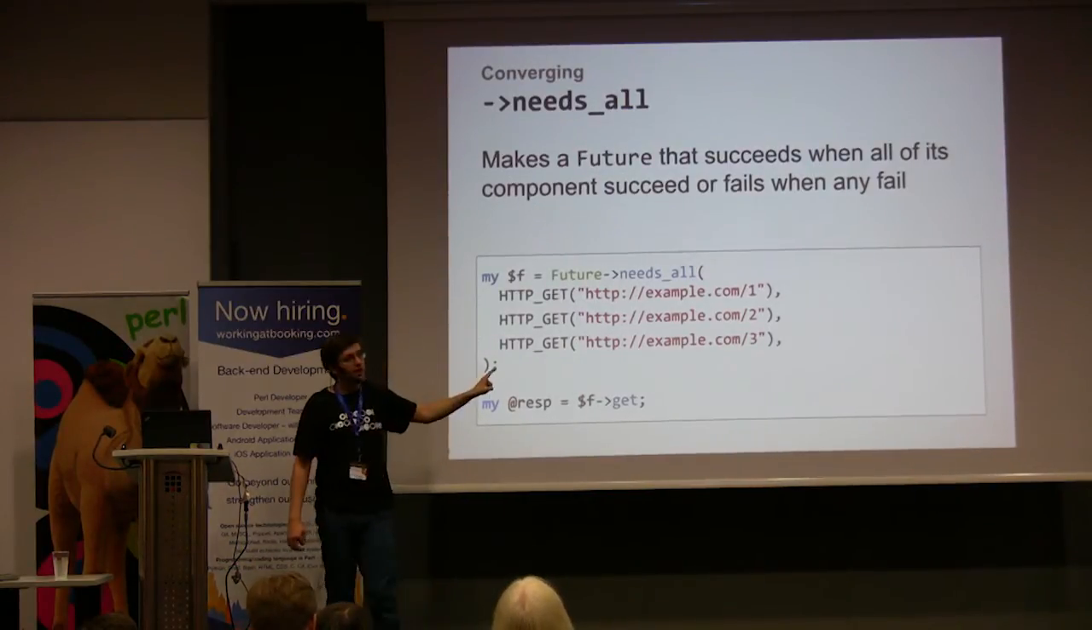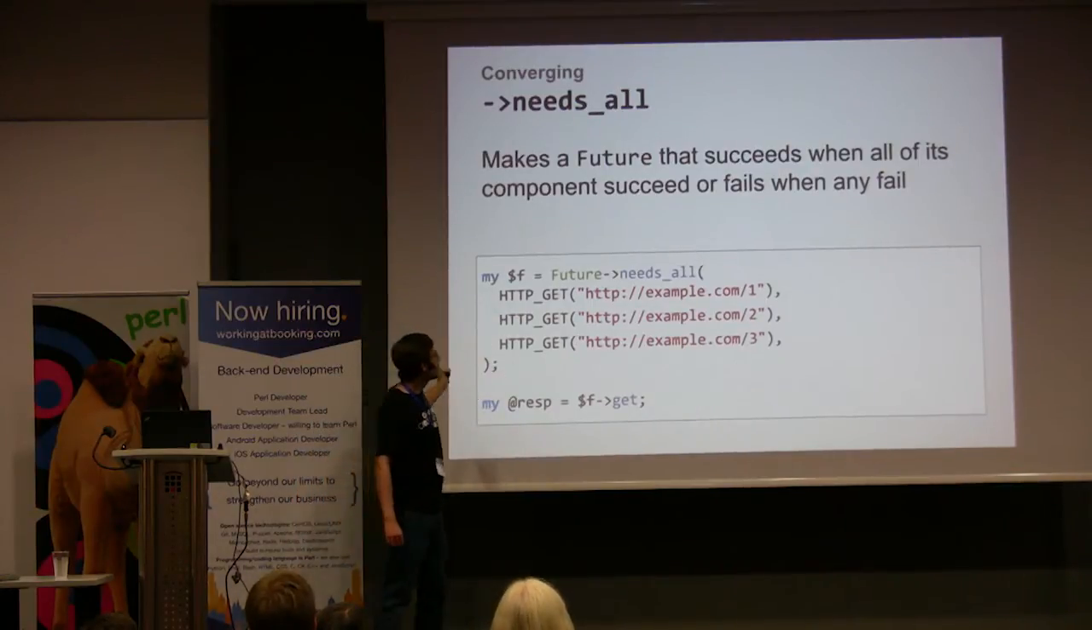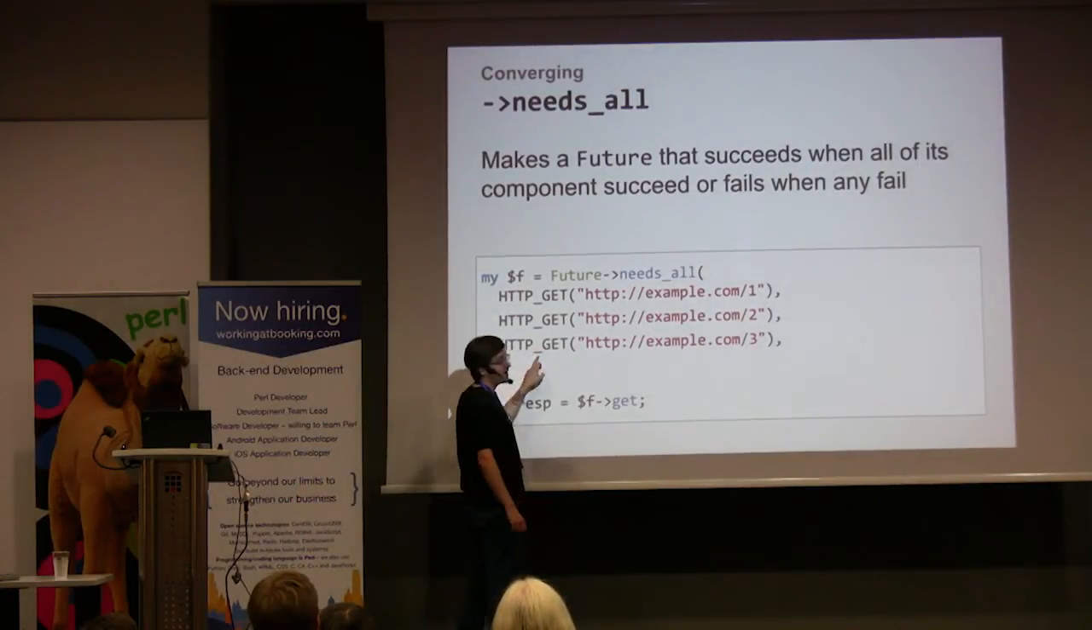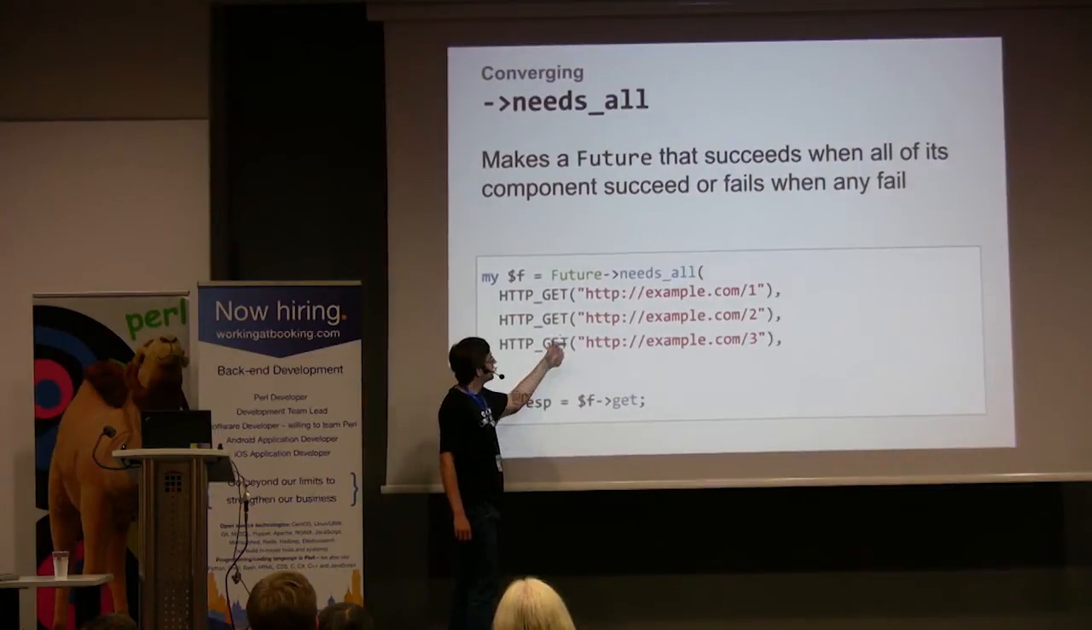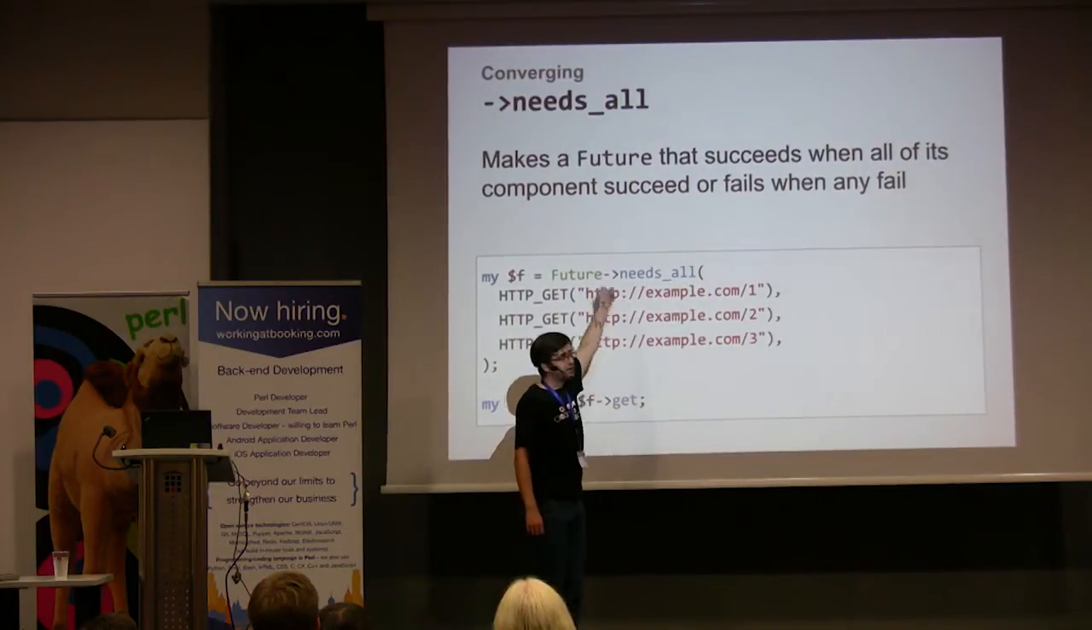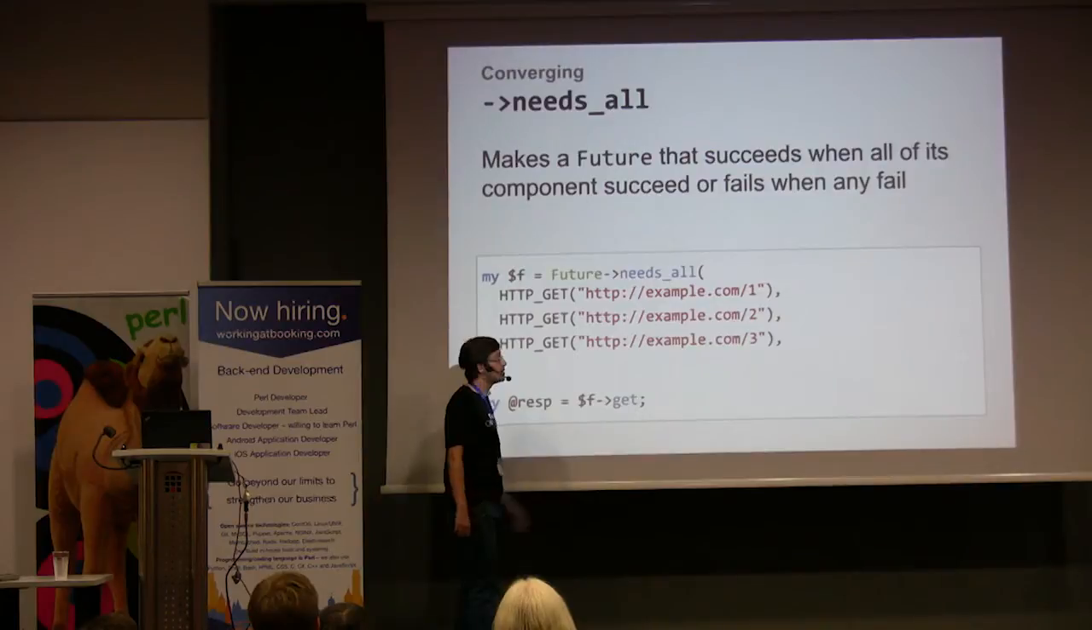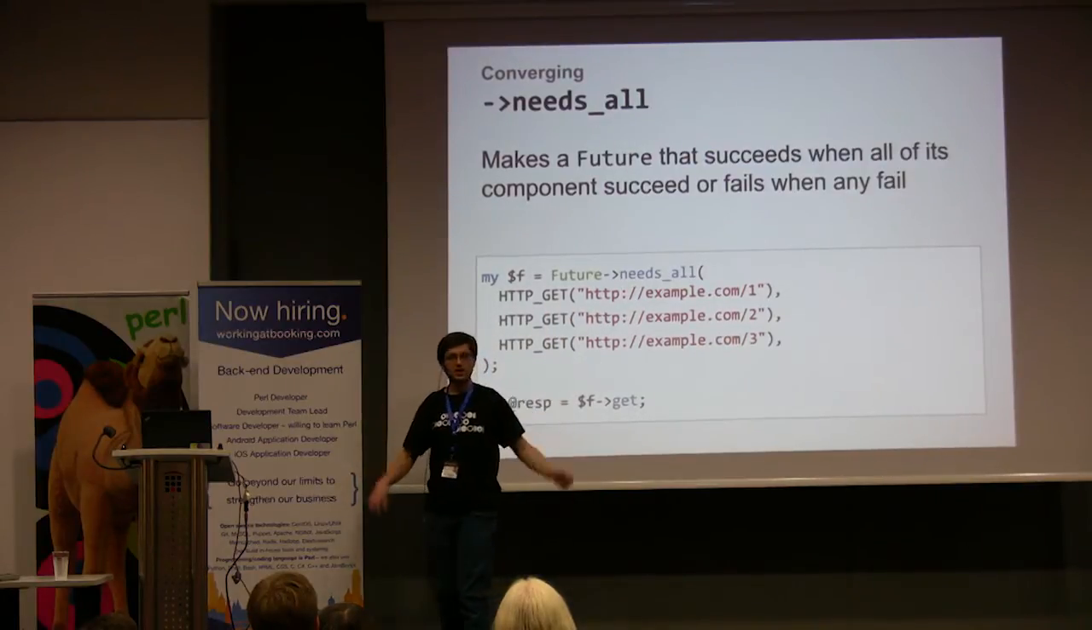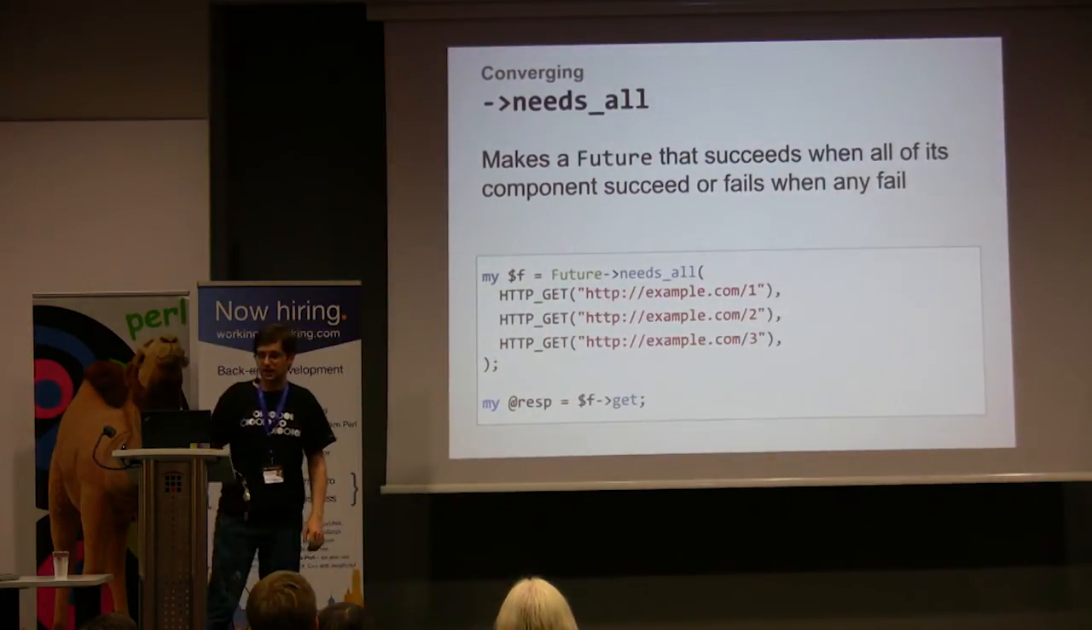This is also a lot more powerful, because as well as the original callback one, the moment any of these fails, we decide, well, three's failed. Let's cancel one and two and cause the whole operation to fail. It will cancel the ones that it now no longer needs because it's failed. That's really useful.